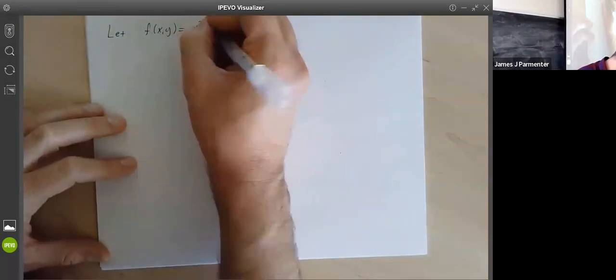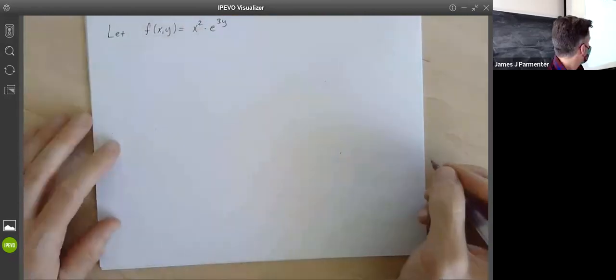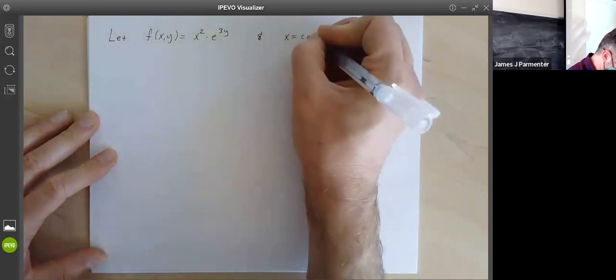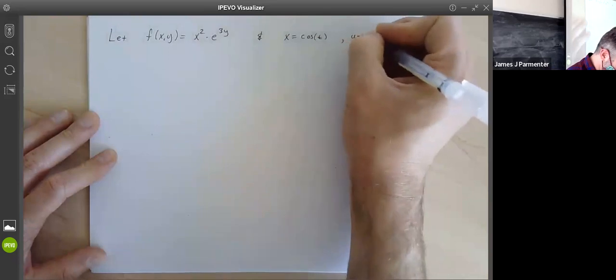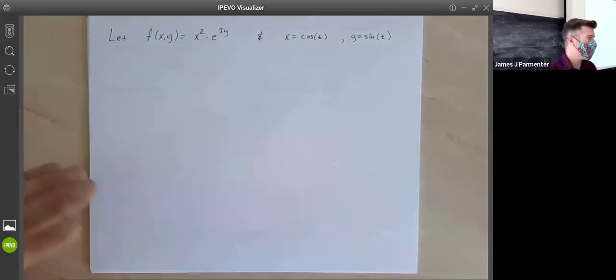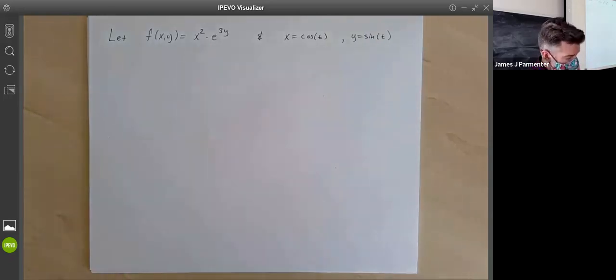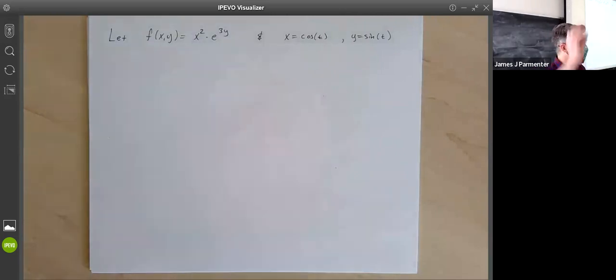Equal to x squared times e to the 3y. And x equal to cosine of t, y equal to sine of t. This is a common parameterization that is often done, right? Like if you're looking at something on a circle, you're just like, oh yeah, I'm going to let x equal cosine t and y equal sine t. That'd be a circle of radius 1. Or if I wanted to, for some reason, be on a circle of radius 3, I would let x equal 3 cosine t and y equal 3 sine t. That is something that we frequently do when we're on the circle and we want to know what the temperature is over here, over there, and how it's changing.